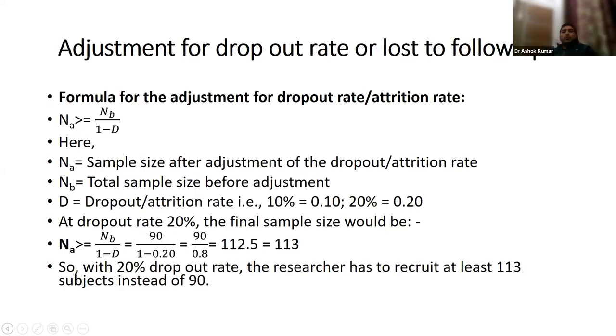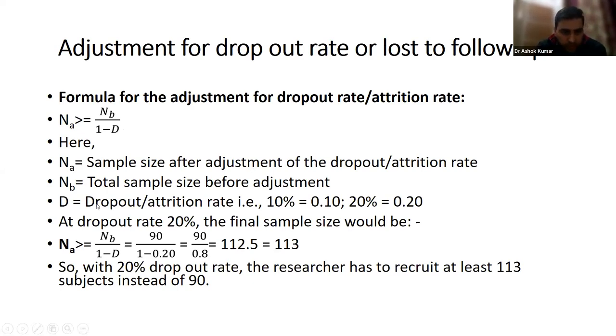Now again, adjustment for dropout rate or loss to follow-up. So what do we have to do? We have to remember that formula. NA is equal to or greater than NB divided by 1 minus D. NA is after adjustment, NB is before adjustment. And what is D? D is the dropout rate or attrition rate or loss to follow-up rate. Here D is capital.